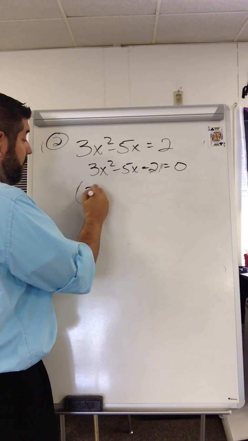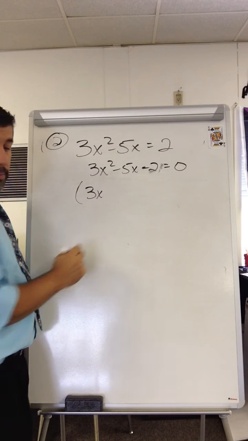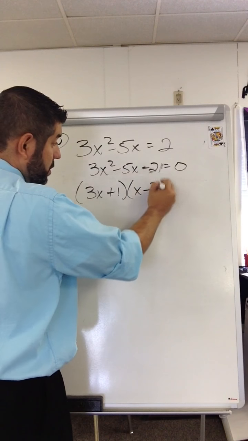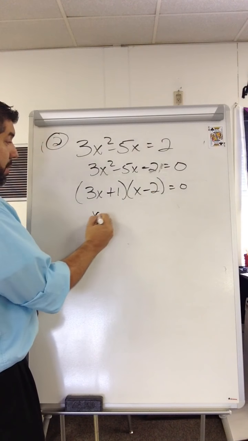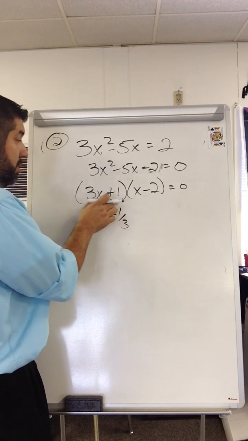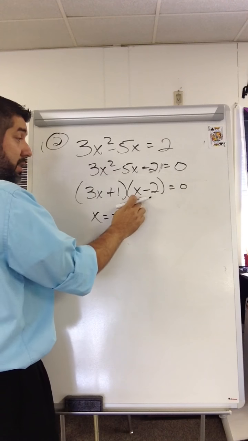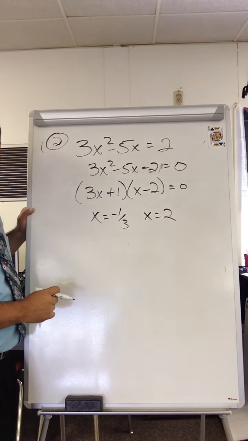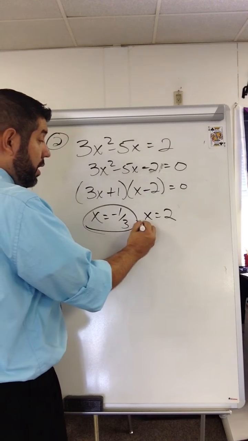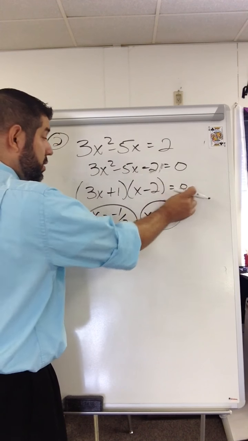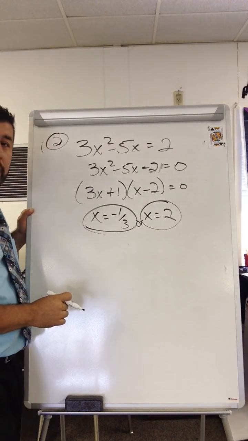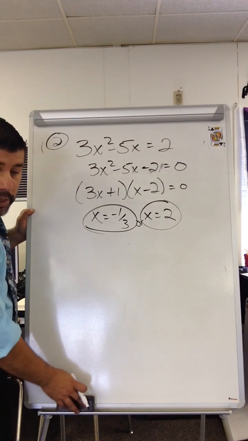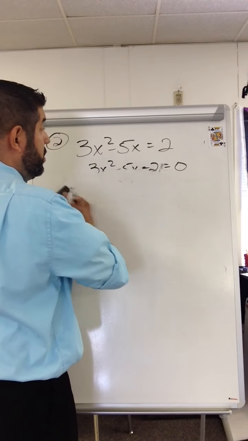In this case, this one can factor to 3x plus 1 and x minus 2. So that's going to give me x equals negative 1/3 because I'm going to set this equal to 0. Then I'm going to set this one also equal to 0 and solve that. And I get x equals negative 1/3 or x equals 2. So I'm going to set each of these equal to 0 and solve them like a linear equation. Okay. So let's look at my last example here, which is using the quadratic formula.